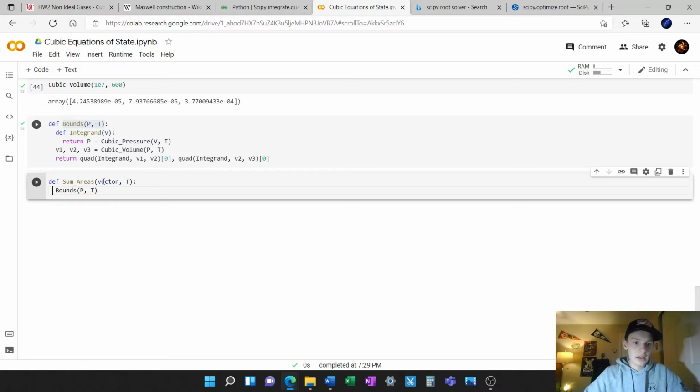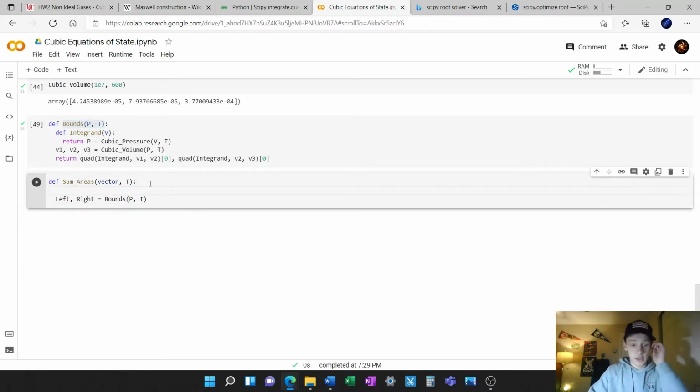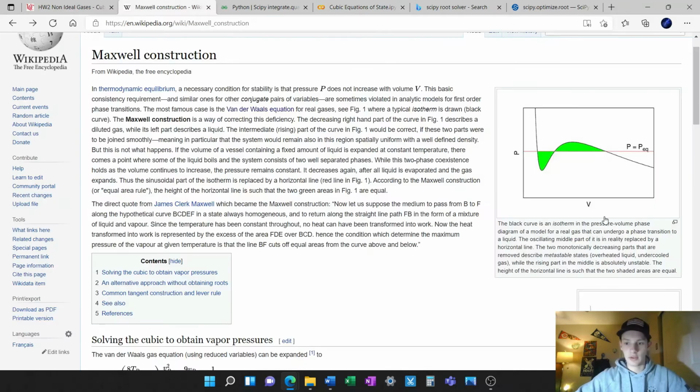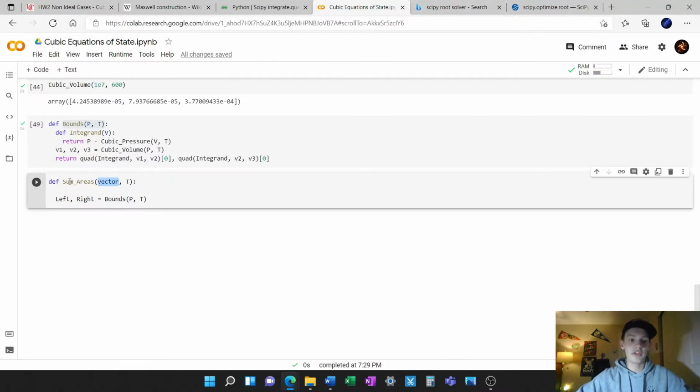And we need to unpack this into our 2 areas. And like I said, they're left and right. This is good. The only thing we need to put here is that we have a vector here, but we only have 1 pressure. I mean, look, it's just this line. It's 1 pressure.